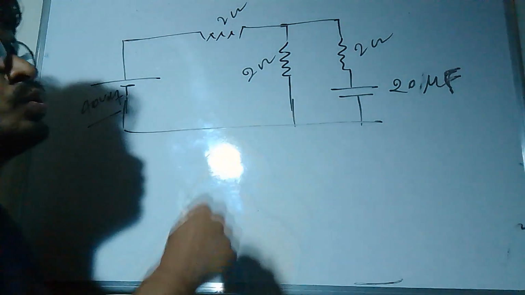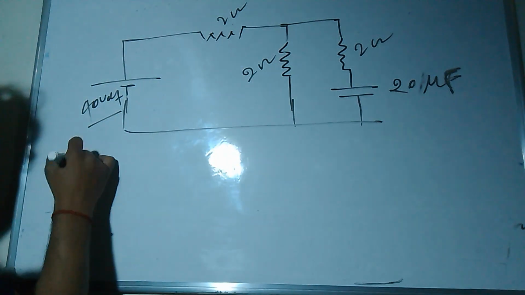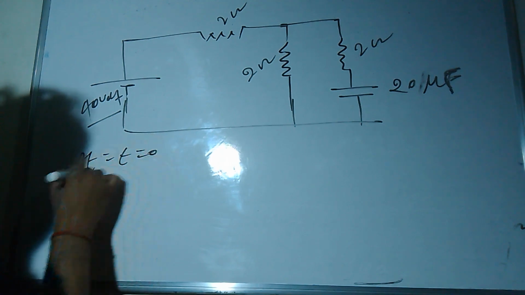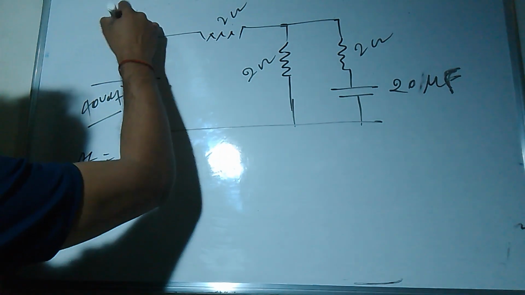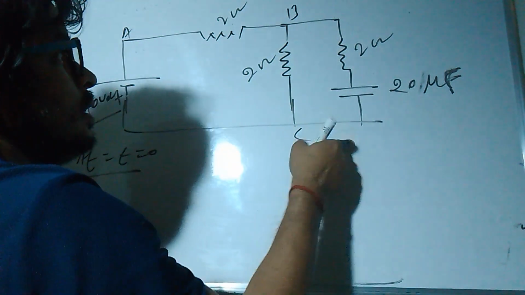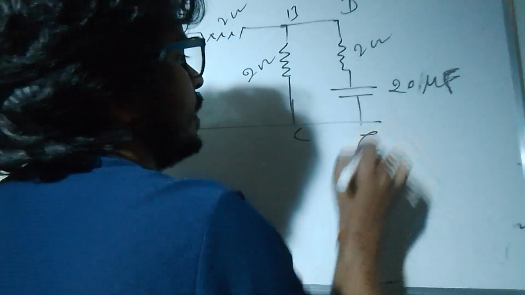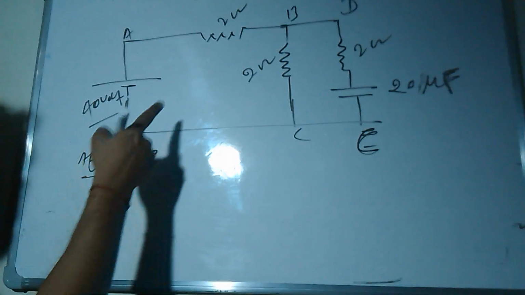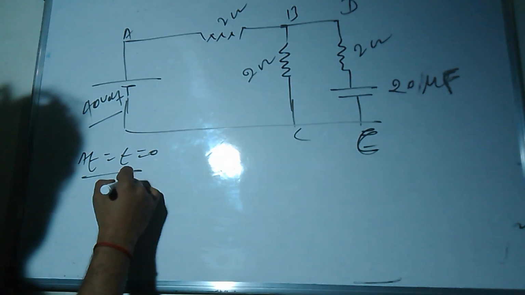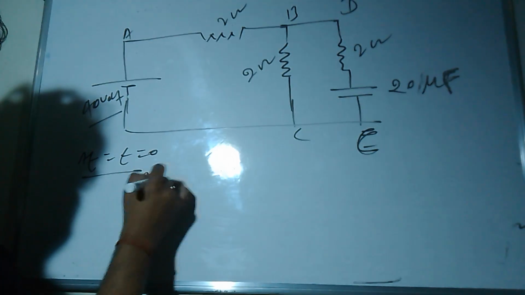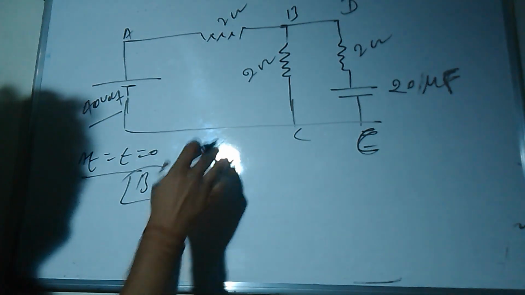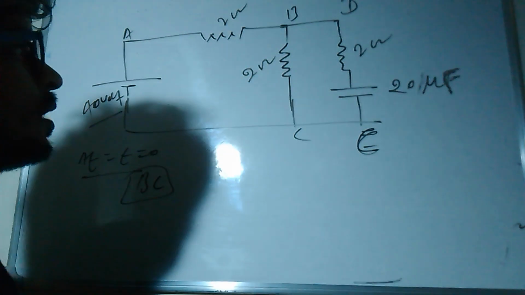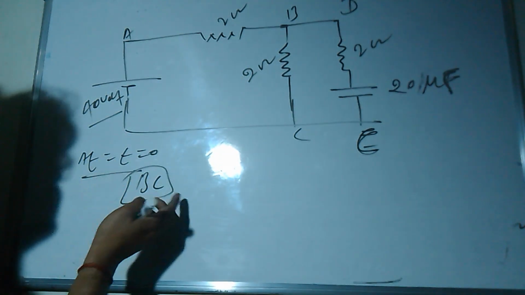So in this situation, at t equals 0, we need to find out the current. Suppose this is A, this is B, this is C, this is D, and this is E. So at t equals 0 we need to find the current across BC, and at t equals infinity we also need to find the current across BC.